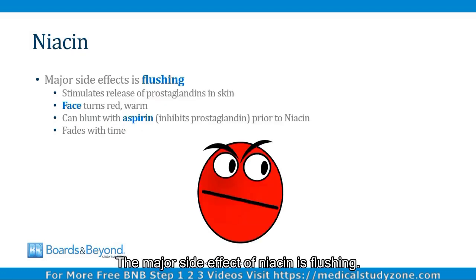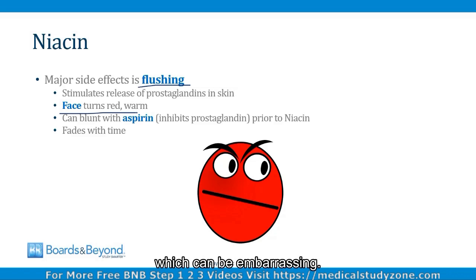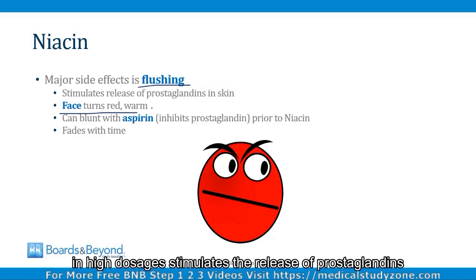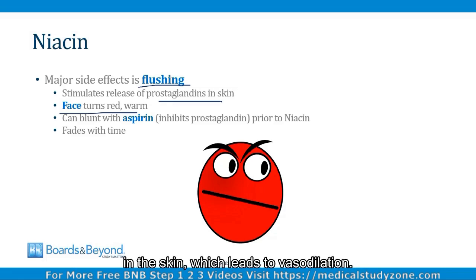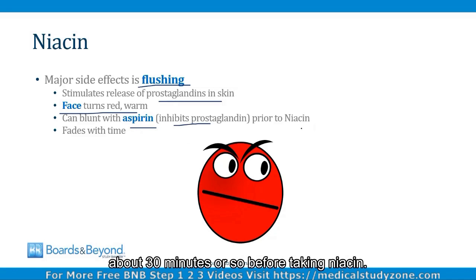The major side effect of niacin is flushing. Patients who take this drug will tell you that about 30 minutes later, their face turns red and becomes warm, and if they look in the mirror, it can sometimes be bright red, which can be embarrassing. This is because niacin in high dosages stimulates the release of prostaglandins in the skin, which leads to vasodilation. For this reason, you can blunt this side effect by taking an aspirin, which inhibits prostaglandin synthesis, about 30 minutes or so before taking niacin.